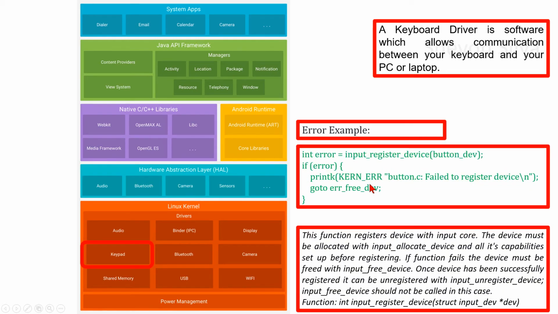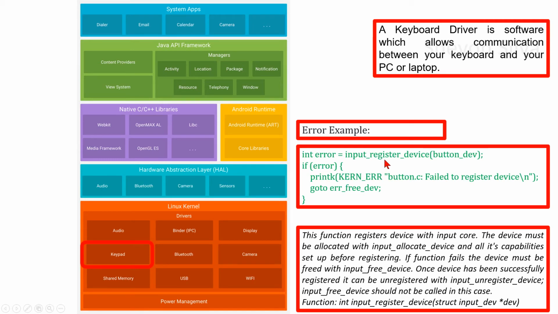As an example of error handling, we can consider the return value of the input_register_device function here. If the value is greater than 0, then you can see the error handling code here. This function registers a device with the input core.